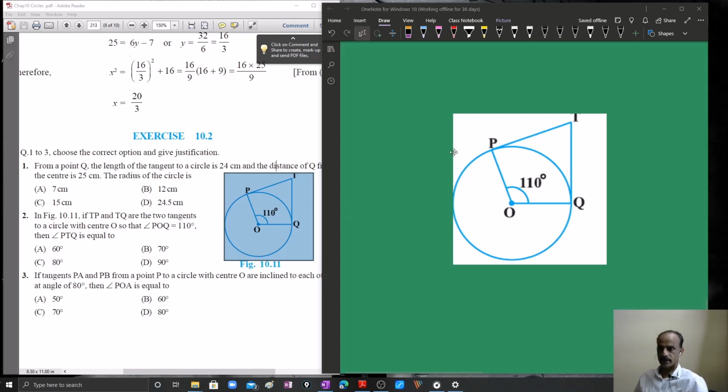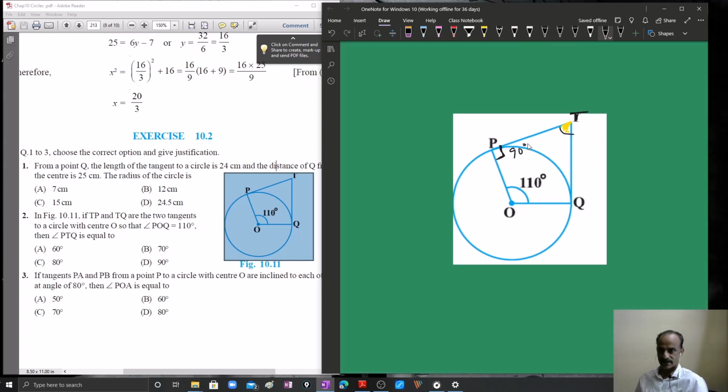In the figure, PQ and PT are the tangents to a circle. When we find the angle, this angle POQ is 110 degrees, and we have to find the value of angle PTQ. This is what we have to find out. Okay, in this figure we can see that this angle is equal to what?